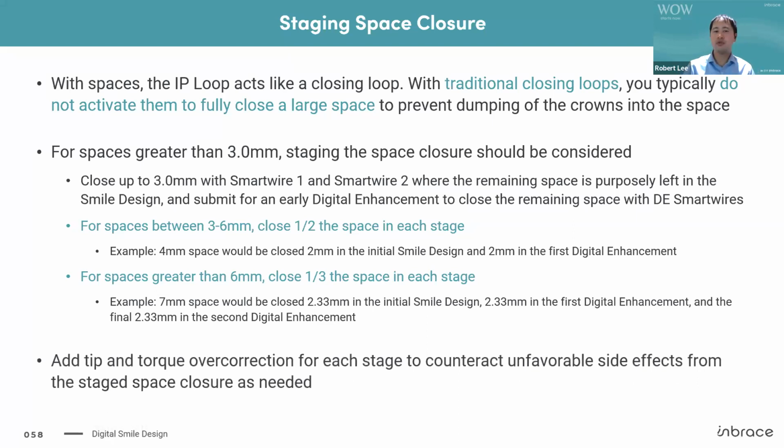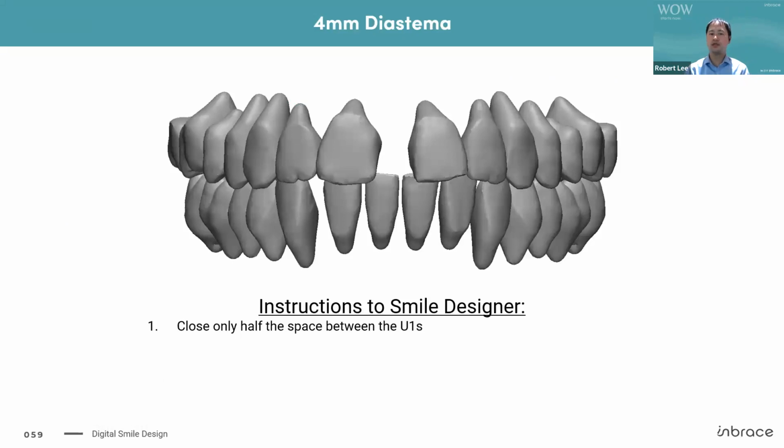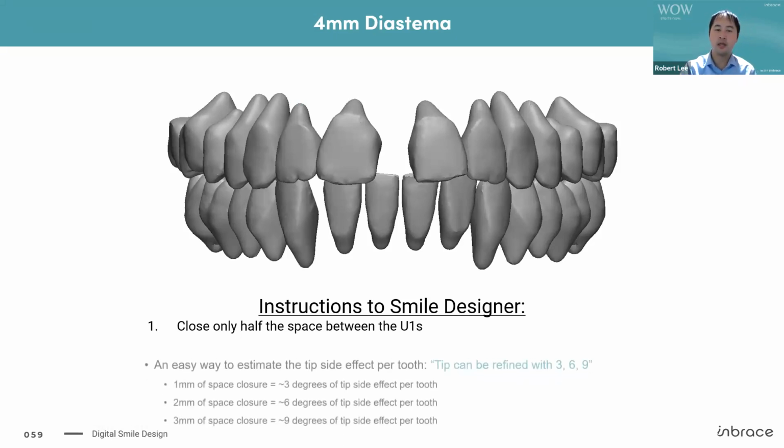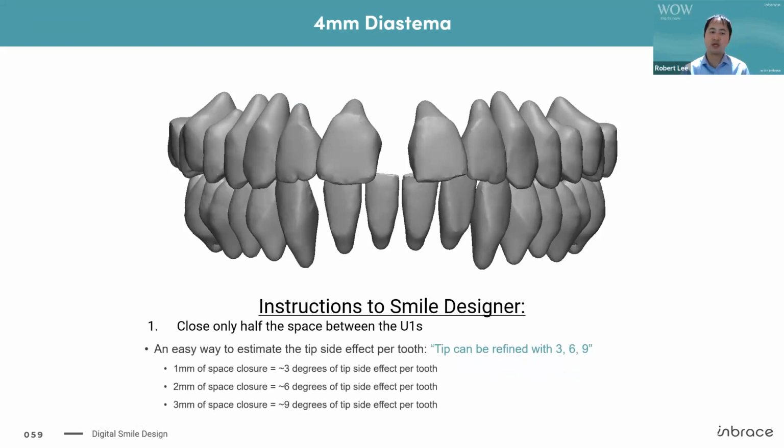After you stage the space closure, you're still causing space closure. So you're still going to have some tip and torque side effect for that amount of staged space closure. Then you add the tip and torque as needed. Looking at this diastema, this is a 4 millimeter diastema. Based on what we just discussed, you would close only about half the space between the upper ones. And again, you're still going to have that tip side effect. If we're closing half the space, we're closing about 2 millimeters.